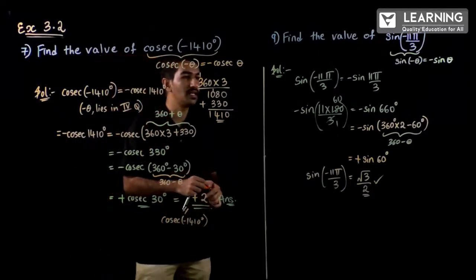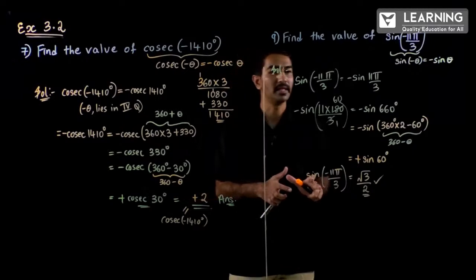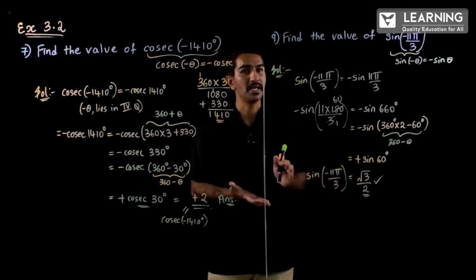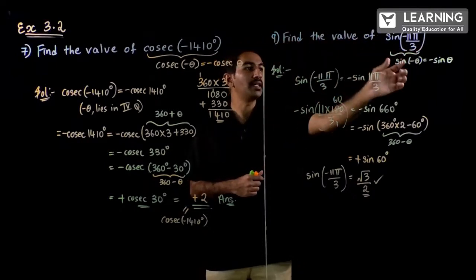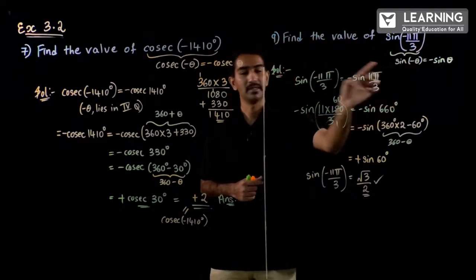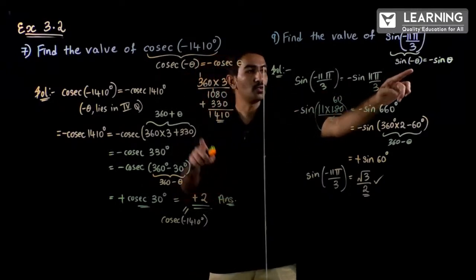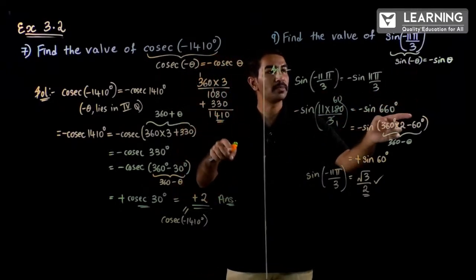Understood? So students, you have to be very well versed with the ASTC rule. Once you are very thorough with the ASTC rule, what will happen? As soon as you see these kinds of problems, you will identify their standard forms like this. See here, this is the standard form. So you know where minus theta is? It's in the fourth quadrant. What is positive? What is negative?